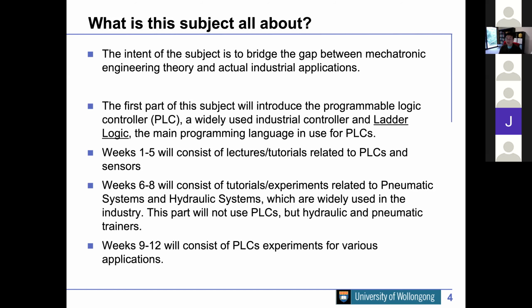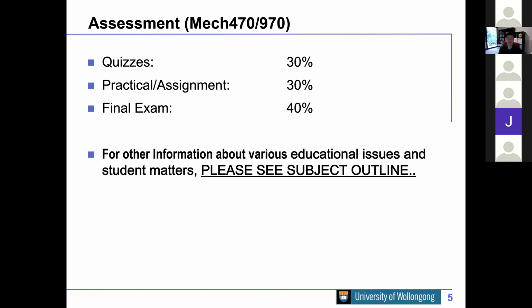Then weeks 9 to 12 will be some simulation or experiments, as we explained at the beginning. For the assessments, we will have 2 quizzes. The first quiz will be around week 6, I think, maybe week 7, about all the PLC-based concepts. That will be 15%. The second quiz will be about pneumatic and hydraulic materials. That will be another 15%.